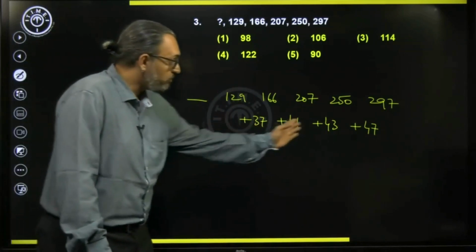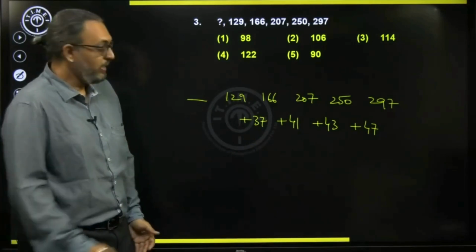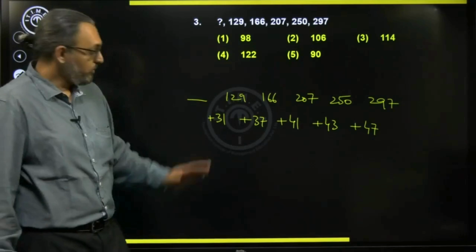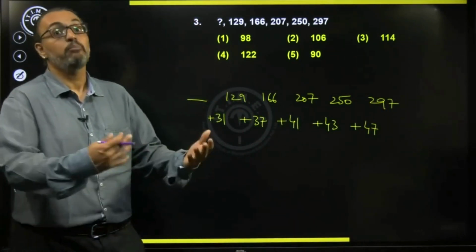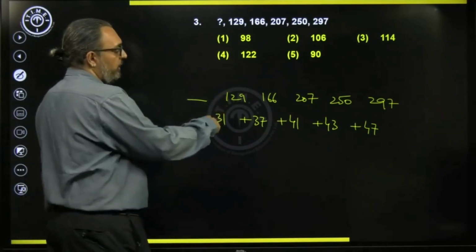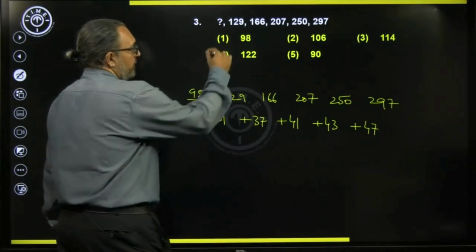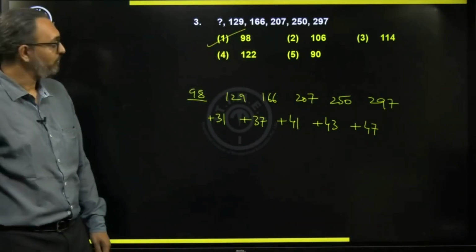So now if you observe, these numbers are consecutive prime numbers. So the first addition that I have to do is 31. So 31, 37, 41, 43, 47, they all are prime numbers. That means from 129 you subtract 31. So you are going to get 98, and that's available in the first option. Correct?